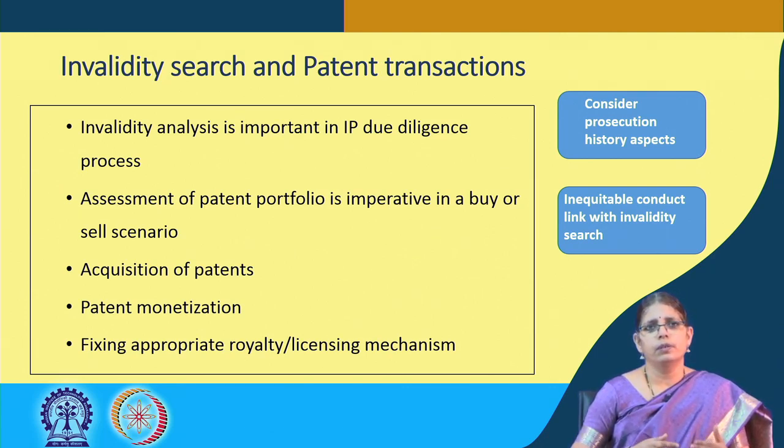So, therefore, these things take into consideration not only the prior art part, but all the other aspects of the relevance of that patent. In fact, in many cases patent invalidity searches are closely followed by what we call inequitable conduct searches. So, if there are any inequitable conduct issues with respect to a particular patent, those get immediately flagged. Now, what do we mean by inequitable conduct issues?